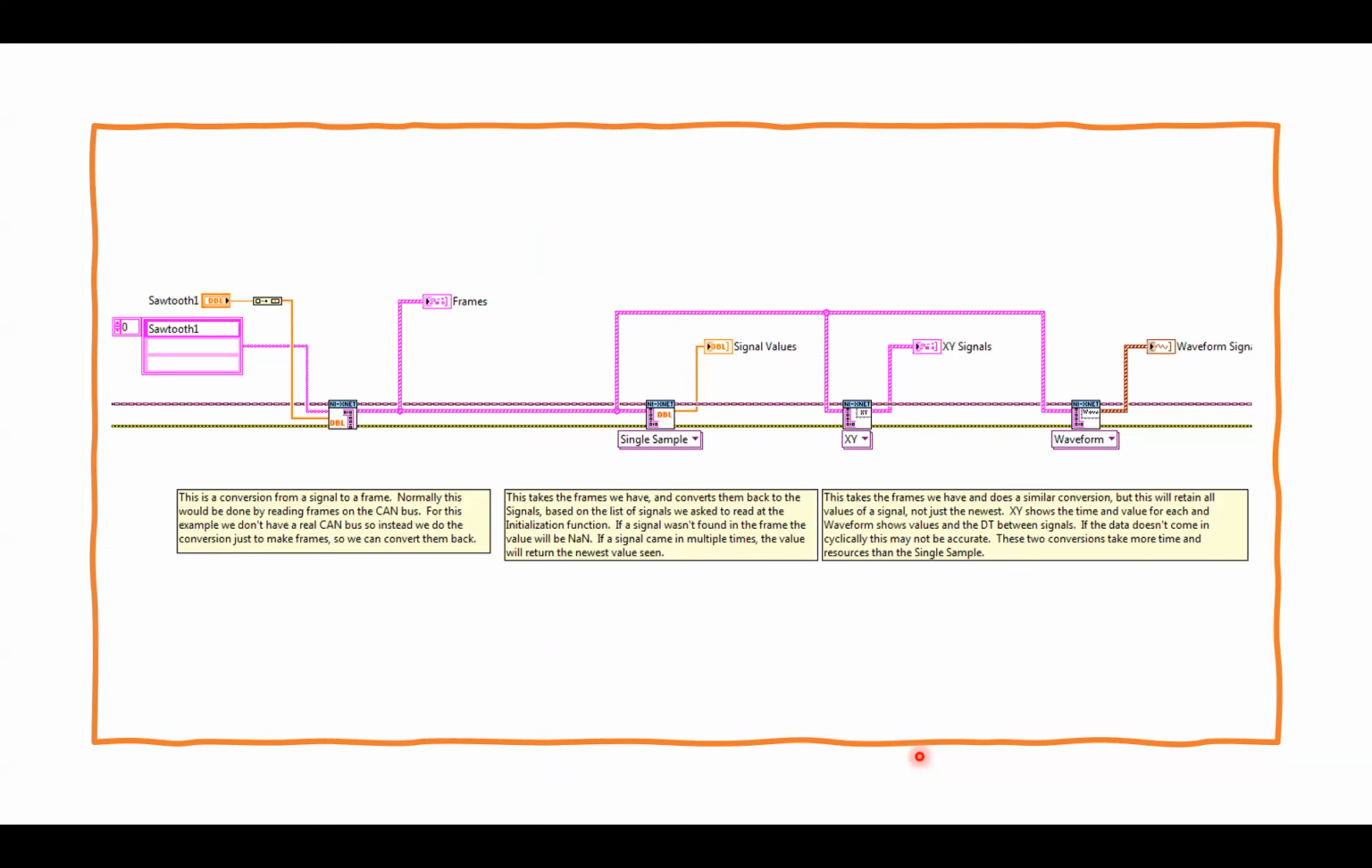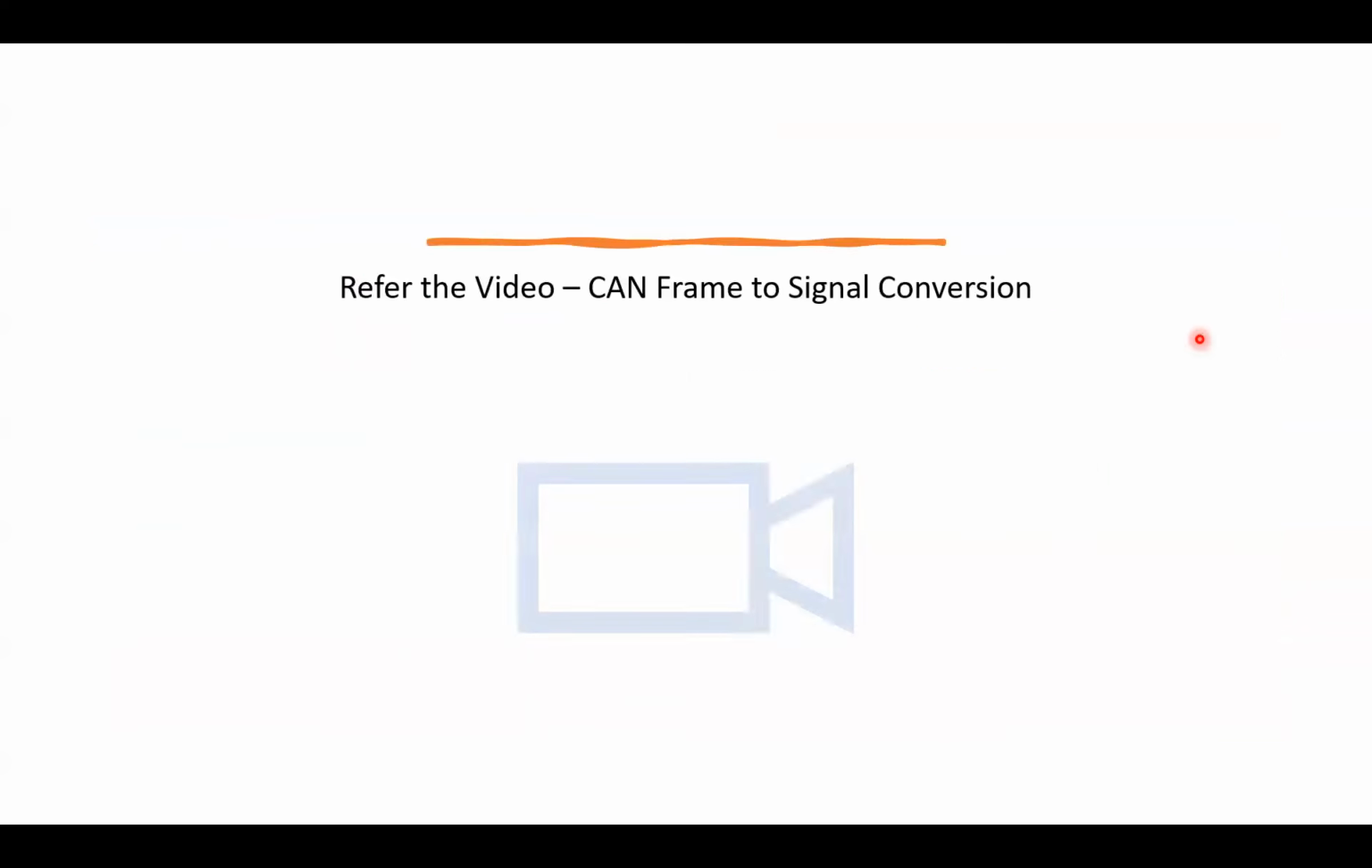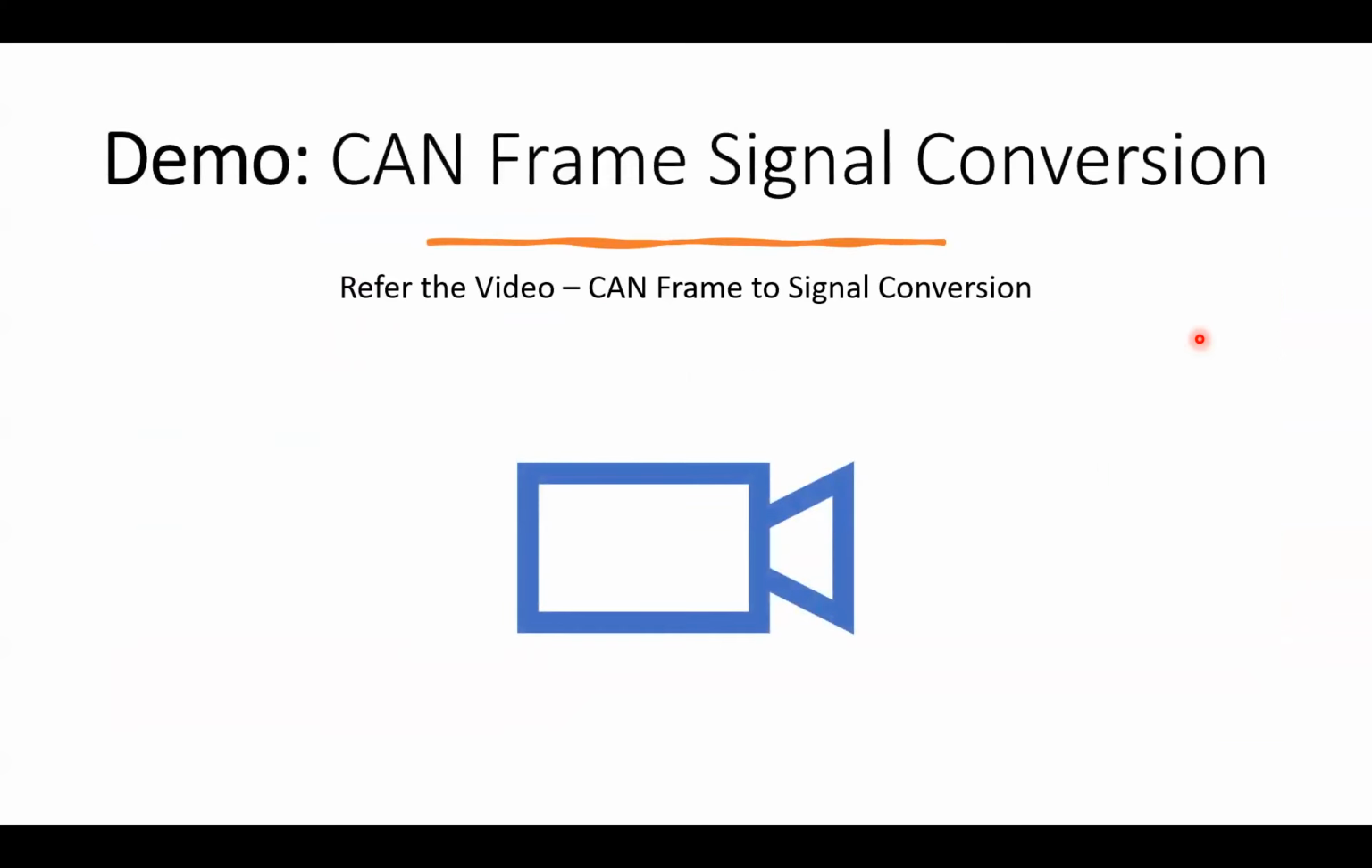This is an example image I want to explain. They are mentioning the frame and the DBC, and we are converting this into a signal, and data converting into a frame. Again from the frame I'm taking the signal value alone. Again I could convert these frames into an XY signal or waveform signal. This conversion is also possible in XNET. You can also refer to the video for this.